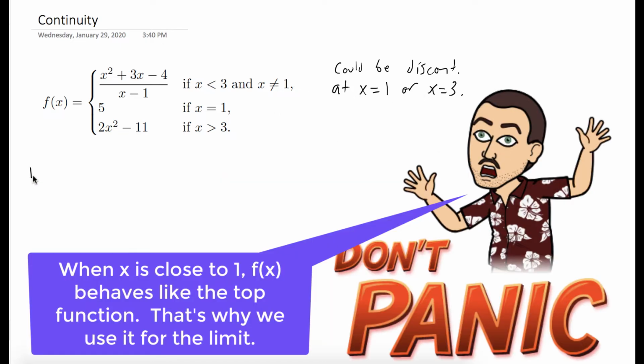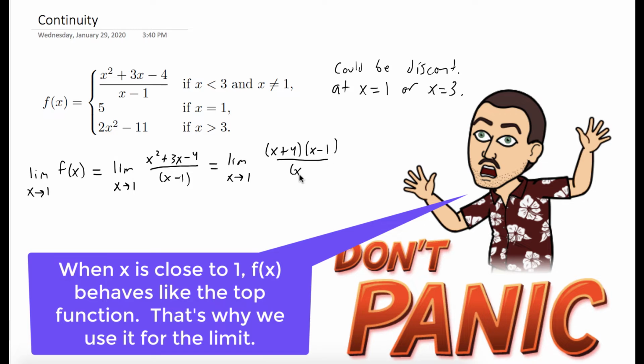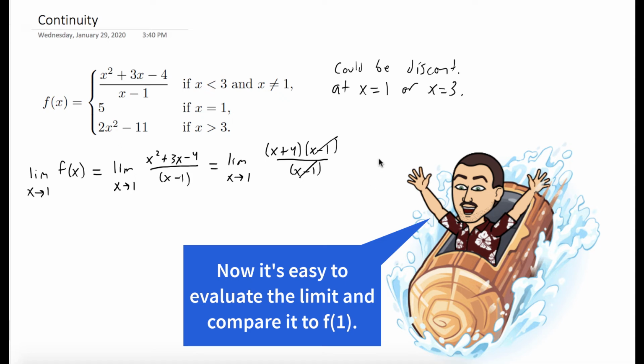So let's start by looking at x equals 1. We'll start by taking the limit as x goes to 1 of our function. And now notice our function behaves like the top part when our x value is close to 1. So when we evaluate this limit, we could treat f basically as the rational function. That's our first part. And so to evaluate this limit, we're going to want to factor the numerator and factor the denominator and cancel out whatever we could cancel out. And luckily, we could cancel out x minus 1. So now, to evaluate the limit, we just plug in x equals 1 and we get 5.